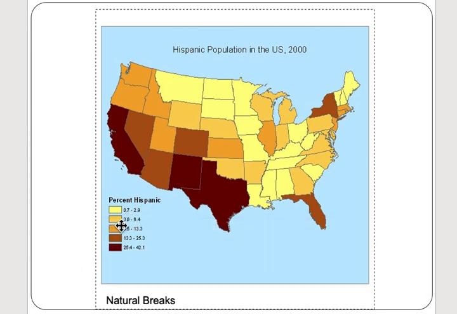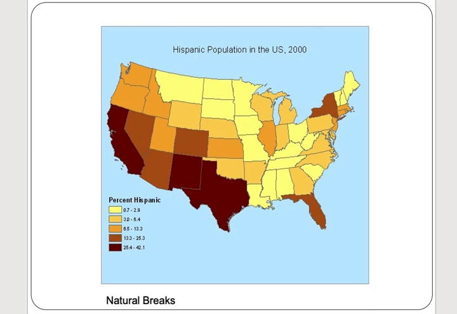We have 5 classes in the legend, and the light colored part of the legend means there is a lower percentage of Hispanic population compared to the darker colored side of the legend, where we have a higher population of Hispanics.